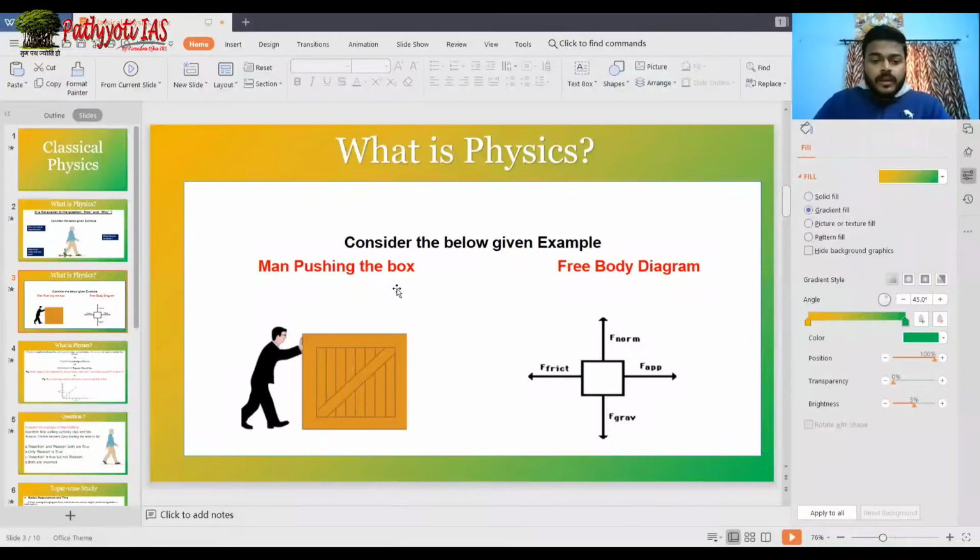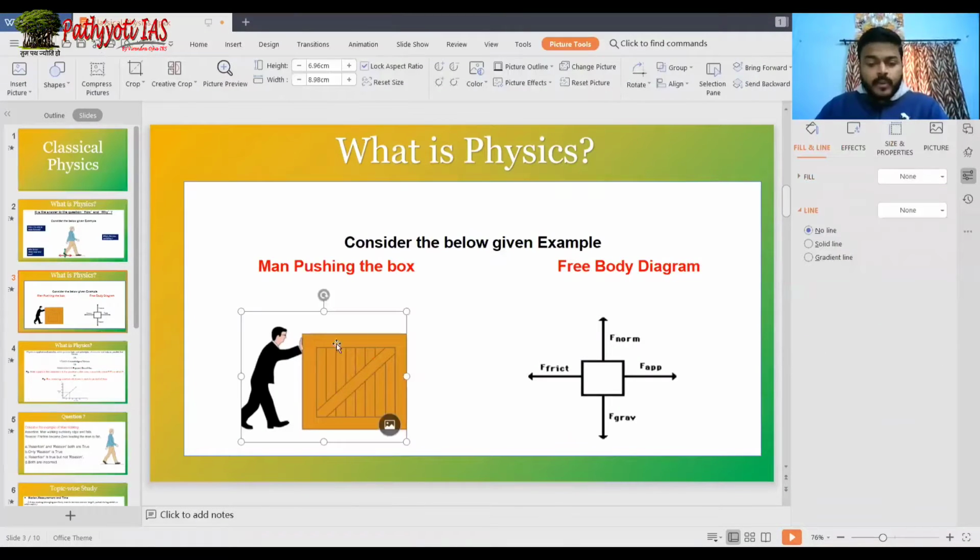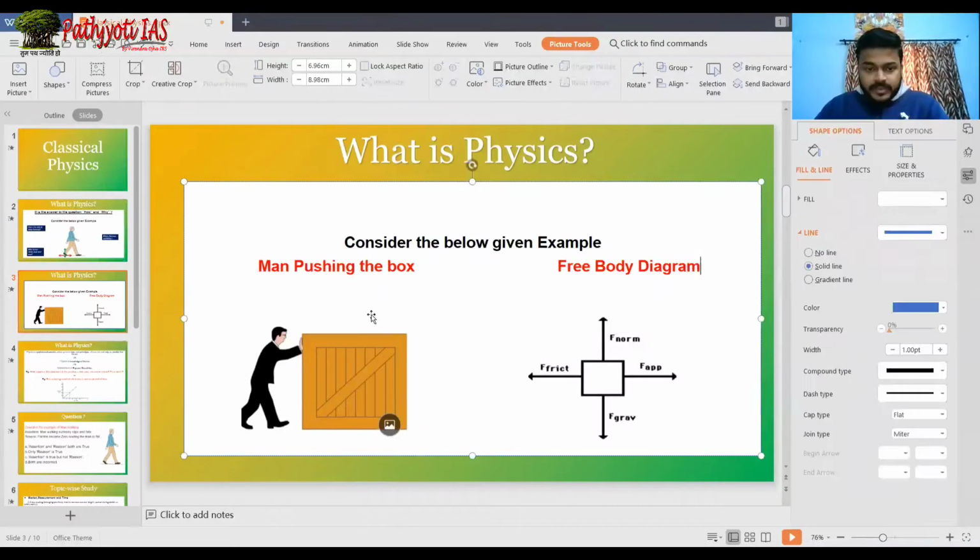As you can see, the man is pushing the box. Just don't get confused by the names, what a free body diagram is and what these terms are. We will discuss these later, but for now let me explain what a free body diagram is. A free body diagram basically shows all the forces that are acting upon a system. For example, if we take the system to be this box, this box is the system in consideration. So a free body diagram is basically the forces which are acting onto the box. So this is the free body diagram of this box.